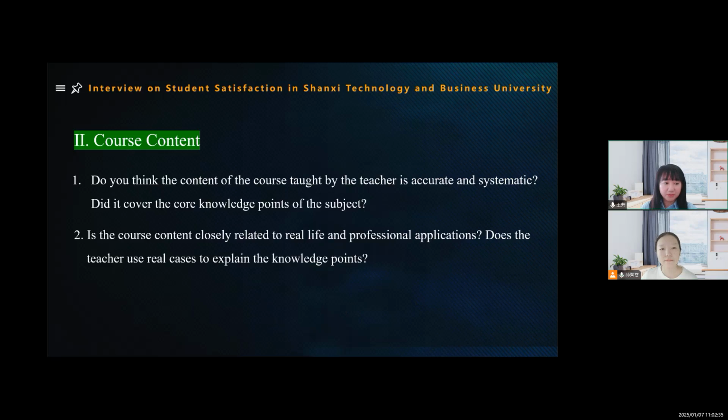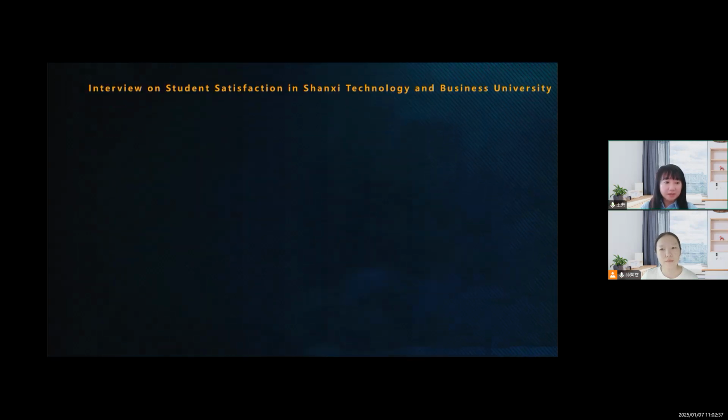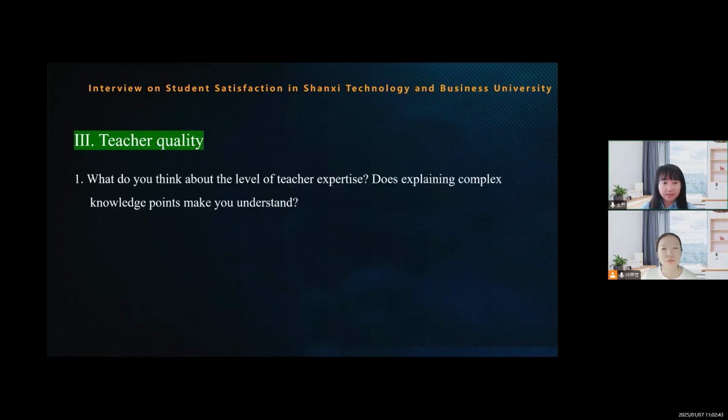Okay, thank you. Next, let's talk about the teacher literacy aspects. The first question is, what do you think about the level of teacher experience? Does explaining complex knowledge points make you understand?